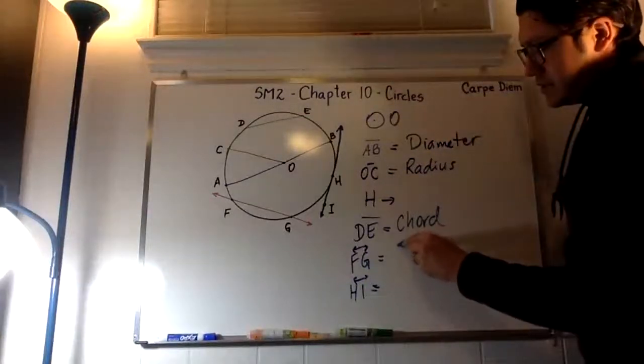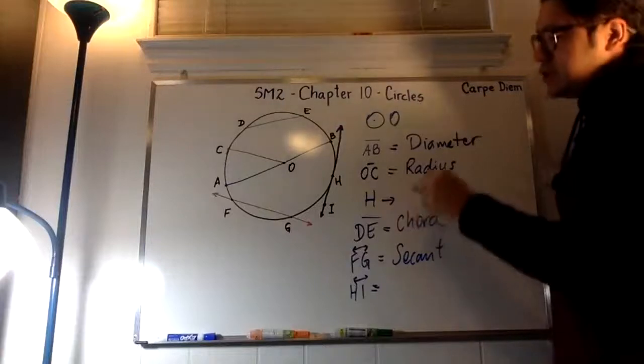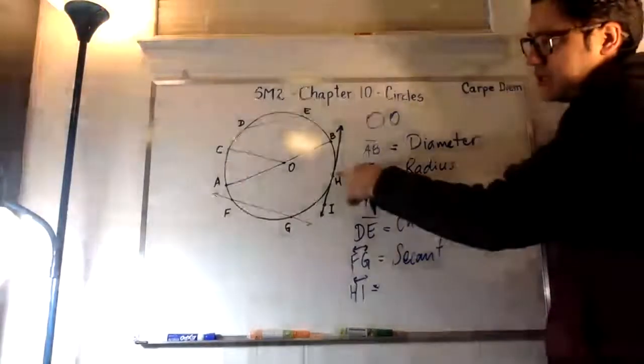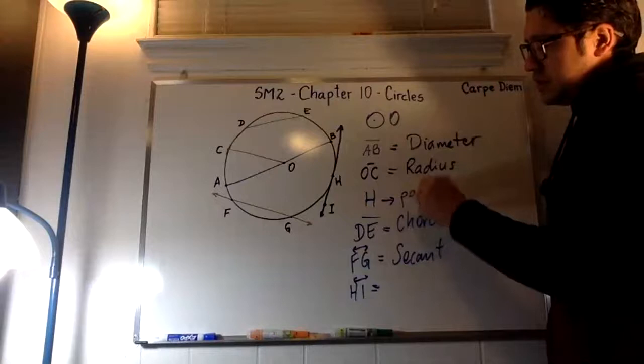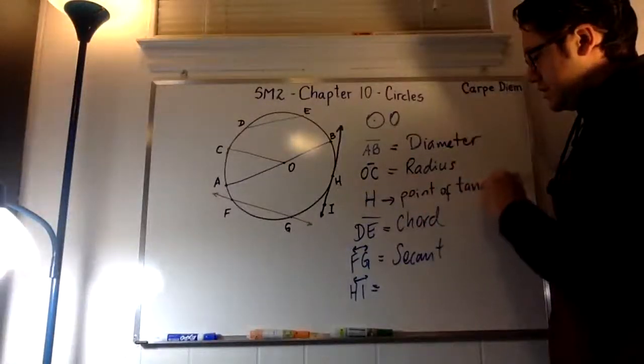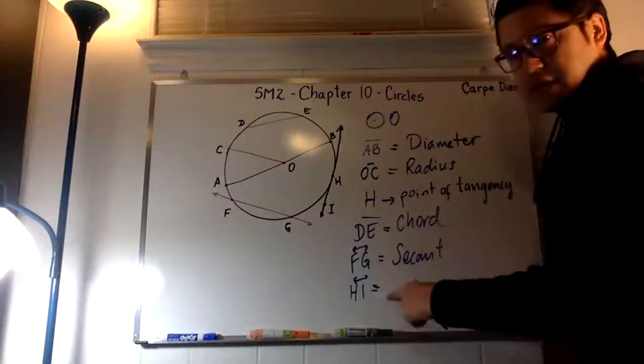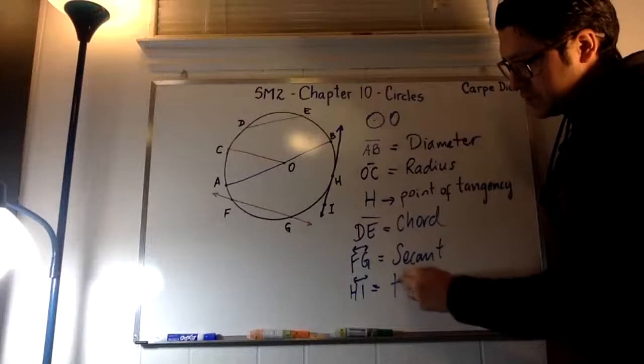Yeah, secant. Okay. FG is a secant. H is a point. Yeah, this point of tangency. All right. And this line HI is the tangent. Good job.